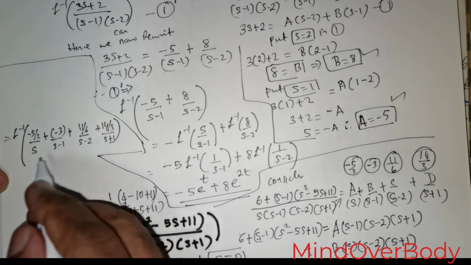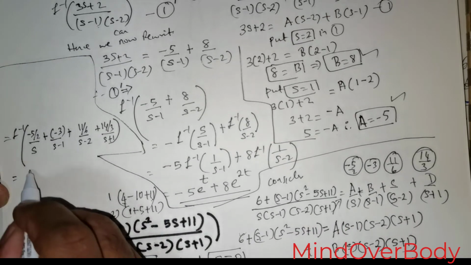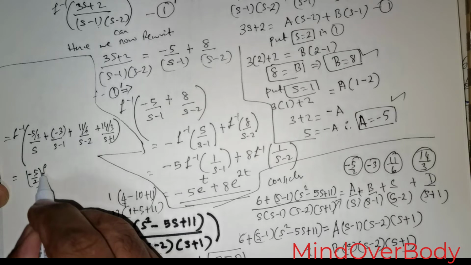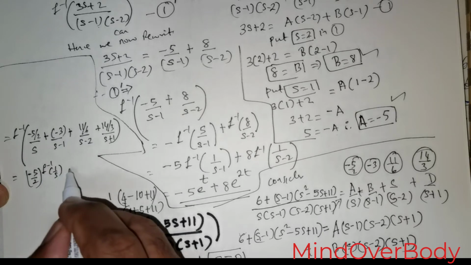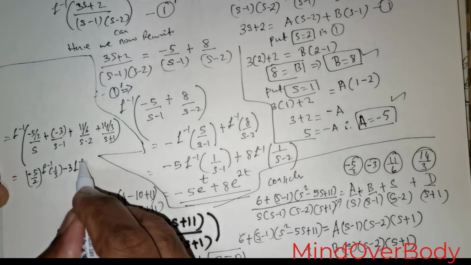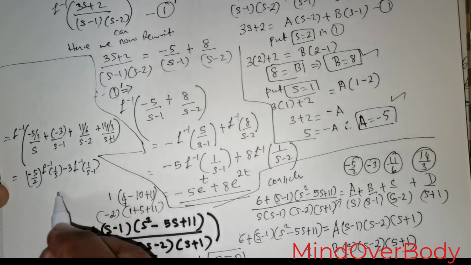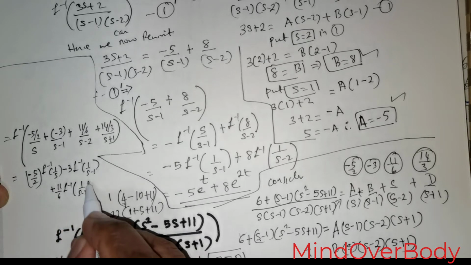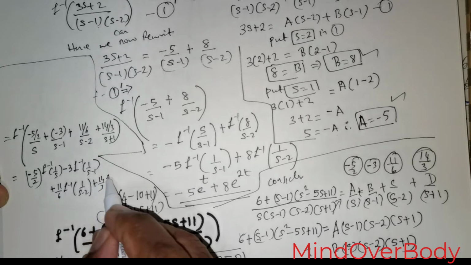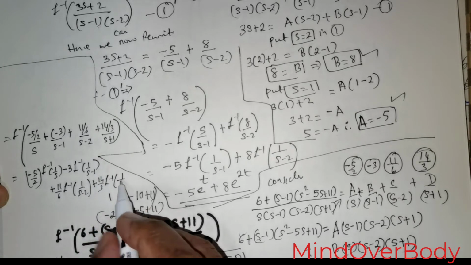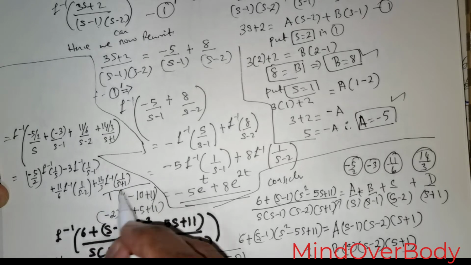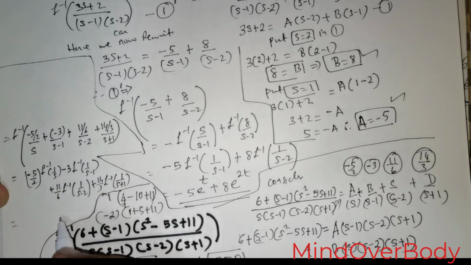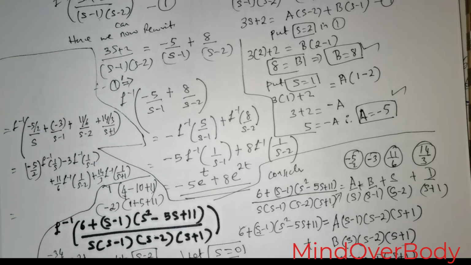So by linear property we can use linearity in Laplace inverse. That would give me -5 over 2 times L inverse of 1 over S, followed by -3 L inverse of 1 over S -1, followed by 11 over 6 L inverse of 1 over S -2, followed by 14 over 3 L inverse of 1 over S +1. So this is what I have got. Now if I can obtain the corresponding values, then the question is finished.